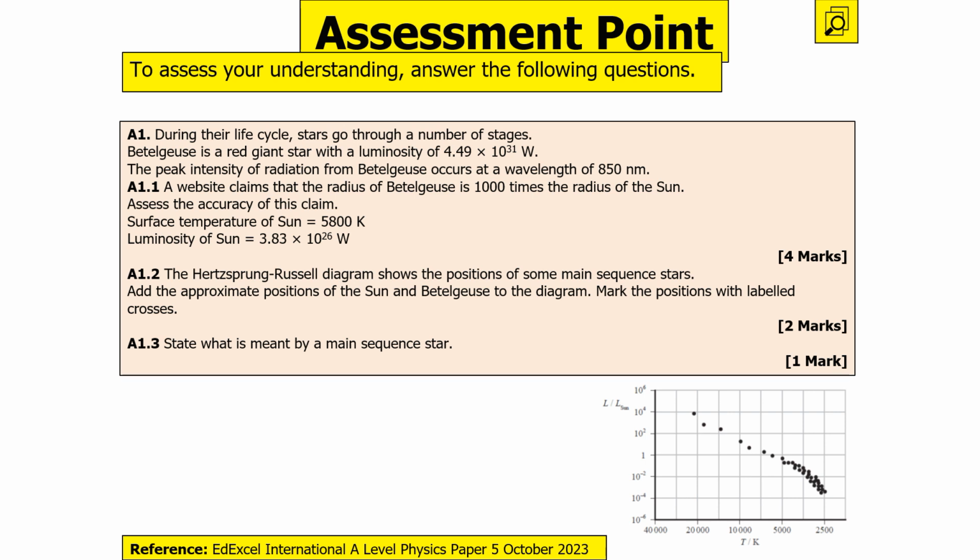The Hertzsprung-Russell diagram shows the position of some of the main sequence stars. Add the approximate positions of the Sun and Betelgeuse to the diagram. Mark the position with labelled crosses, and then state what is meant by a main sequence star. So pause the video now, then unpause the video when you want to go through your answer.